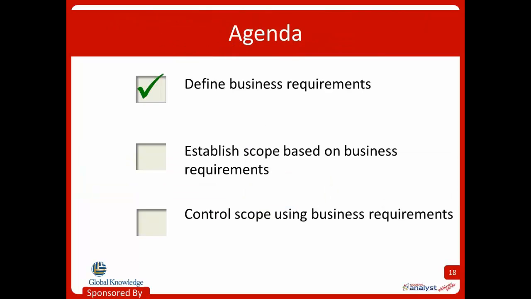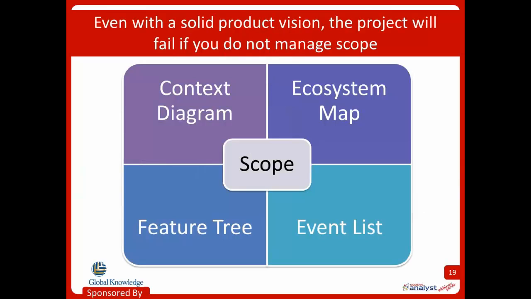Okay, let's now talk about 4 different scope models. Even if you have a solid product vision, the product's going to fail if you don't manage your scope. Point blankly, I'm just going to say that. So I'm going to talk about 4 different visual models that you can use.